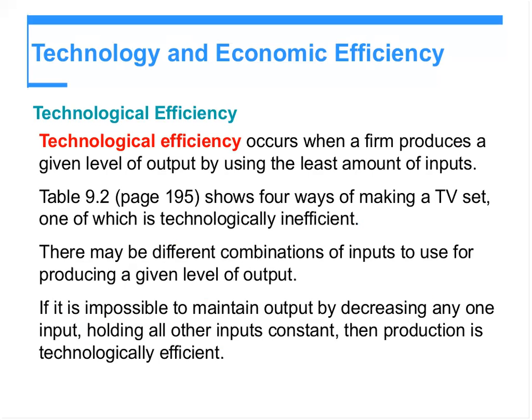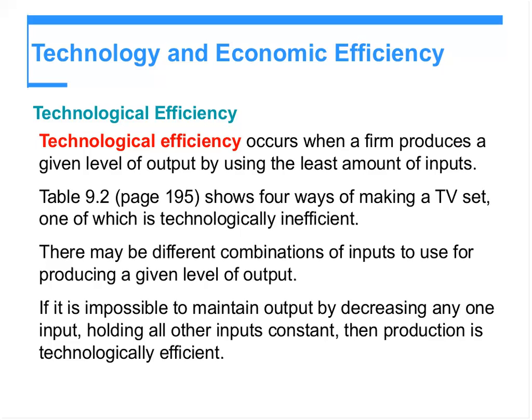So let's talk now about technological and economic efficiency and how these two work in the company. First of all, technological efficiency occurs when a firm produces a given level of output by using the least amount of input. So if you have the least amount of input and you get the maximum output out of that, we call this technological efficiency. We don't really have page 195 here, but there is an example over there about making a TV set, in which technological efficiency is happening.